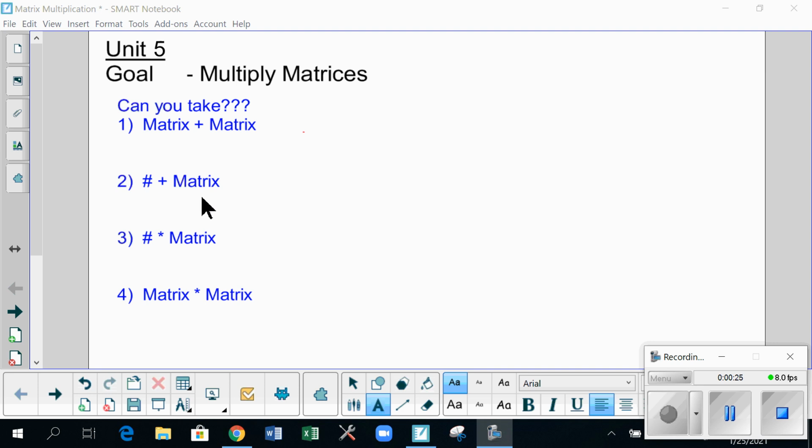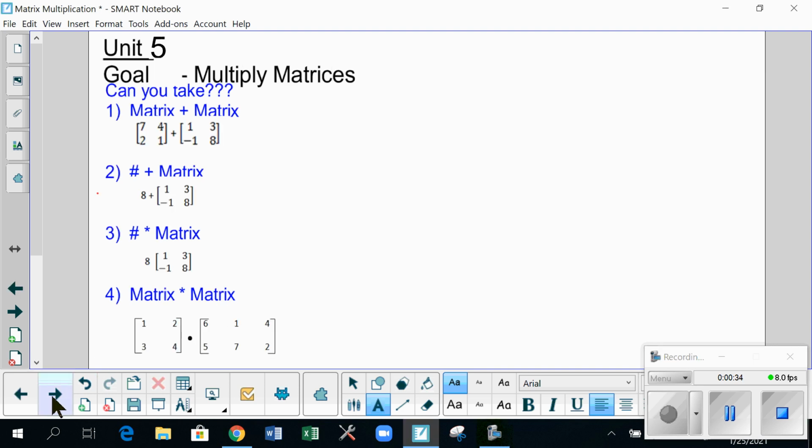What about a number plus a matrix? Can you take a number times a matrix? And then ultimately, are you allowed to take a matrix times a matrix? And before you answer yes or no, or while you're thinking about these, here's some examples you can look at. Let's run through these one at a time, starting with a matrix plus a matrix.